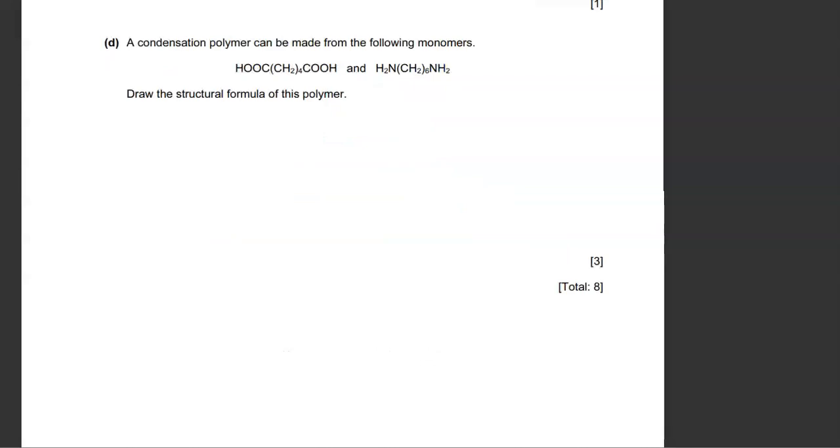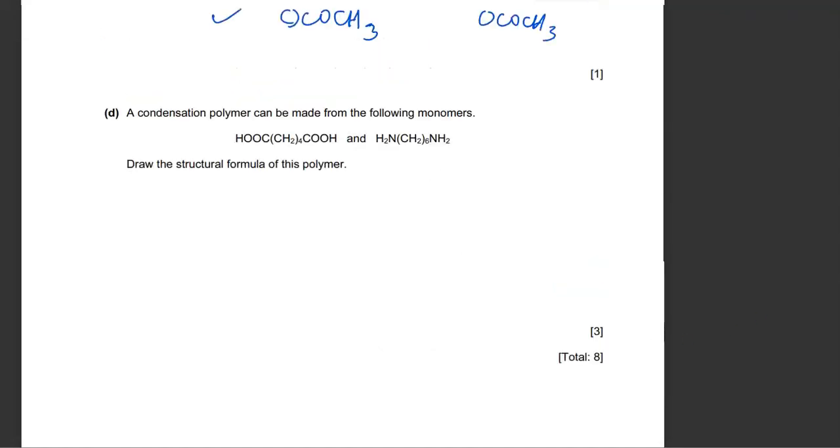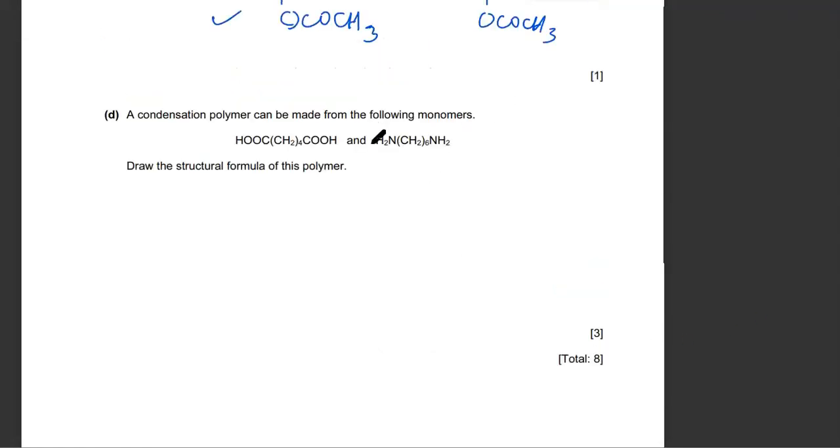So all you need to do is to try to see if you can find a repeating unit. When you find your repeating unit, bring back your double bond into the repeating unit. Okay, and you'll be fine.